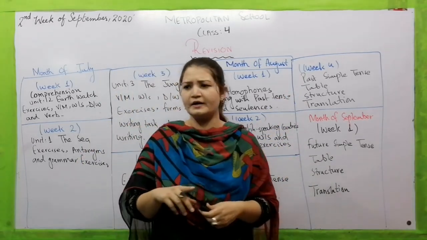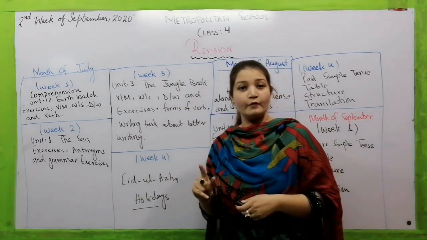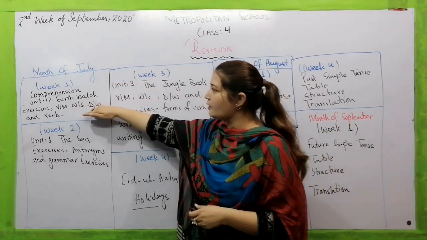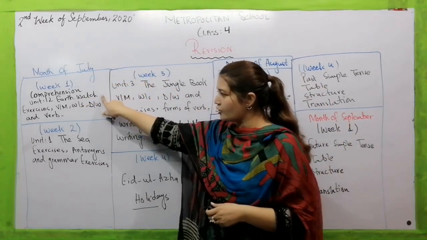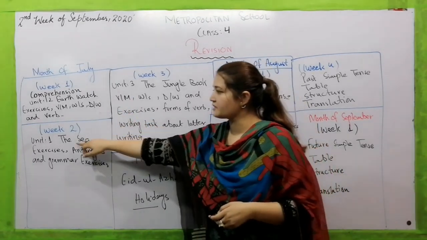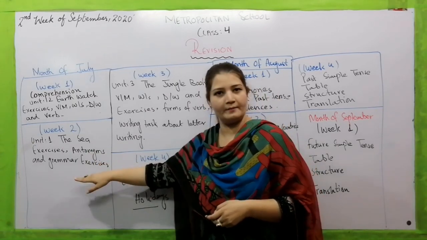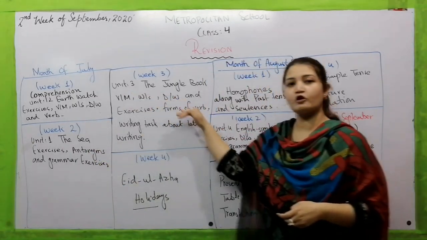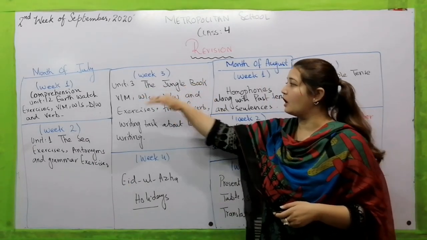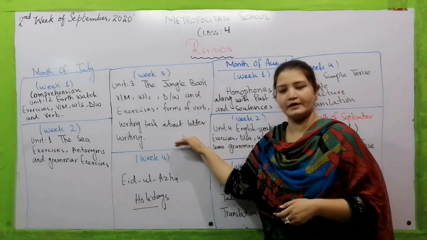Now here, my dear students, let's repeat all the syllabus once again with me. Then I will have good news for you. In the month of July, we studied comprehension, unit 2 Earthwatch, week 2. Coming towards week 2, we studied the chapter The Sea, with some exercises, antonyms and grammar exercises. In week 3, we studied a new chapter, The Jungle Book, along with word sentences, difficult words, some exercises and writing tasks.